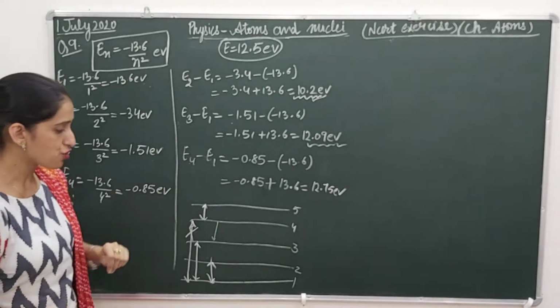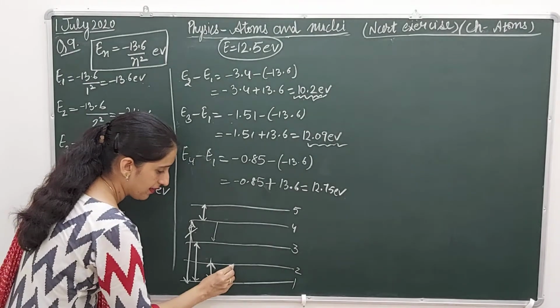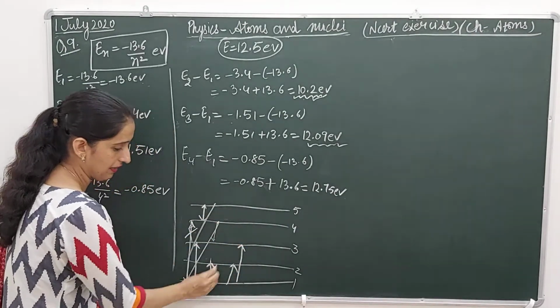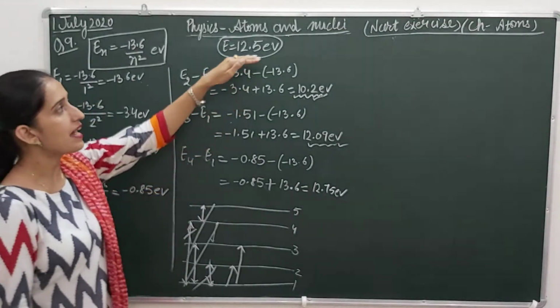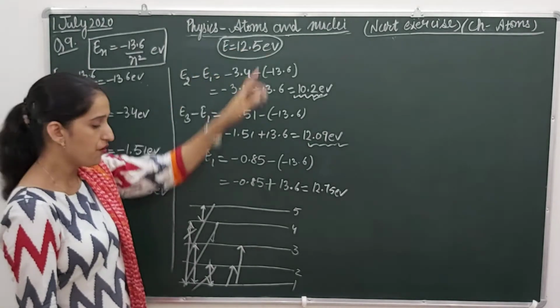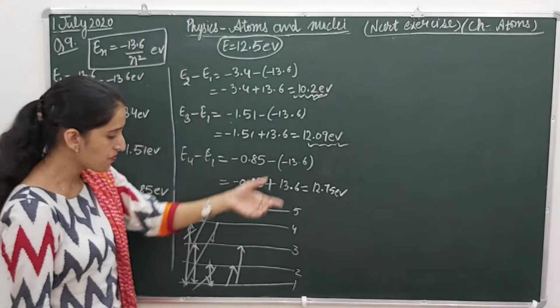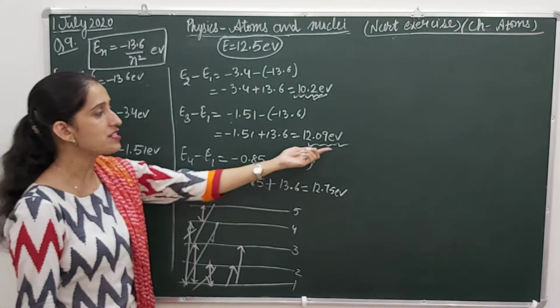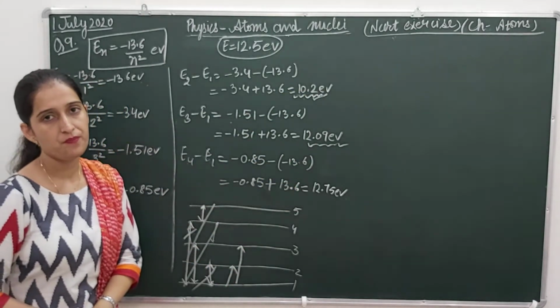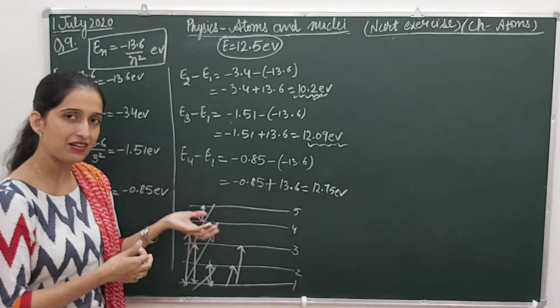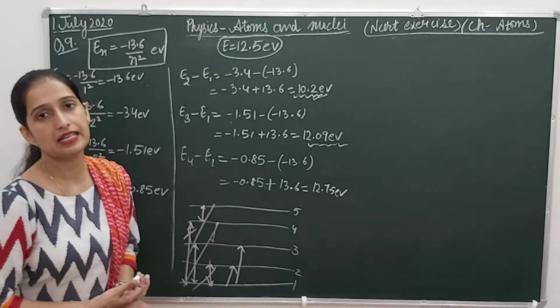Now, the electron can jump to the second level or the third level, because it has 12.5 electron volts. For this jump it needs 10.2 electron volts, and for this jump it needs 12.09 electron volts. So the electron may either jump to the second level or to the third level.